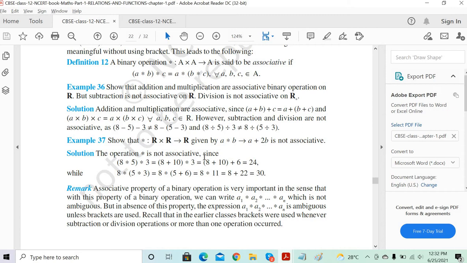And the 3 is given outside. Where is the 3 given outside? They're taking it for the associative property, like (a plus b) plus c.